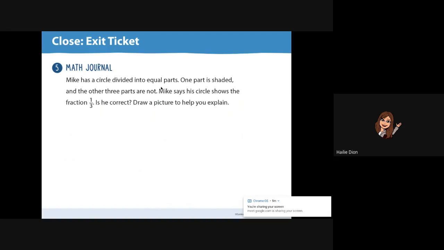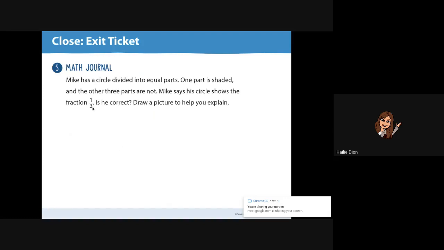So Mike has a circle divided into equal parts. So we know that when we draw this circle, each part needs to be the same size. 1 part is shaded and the other 3 are not. So if 1 is shaded and 3 are not, what will our denominator be? The denominator is going to be 4 because we have 1 part shaded and 3 parts not. So we're going to have a circle divided into 4 equal parts. But we only have 1 shaded, so that means our numerator would be 1 and our denominator would be 4.